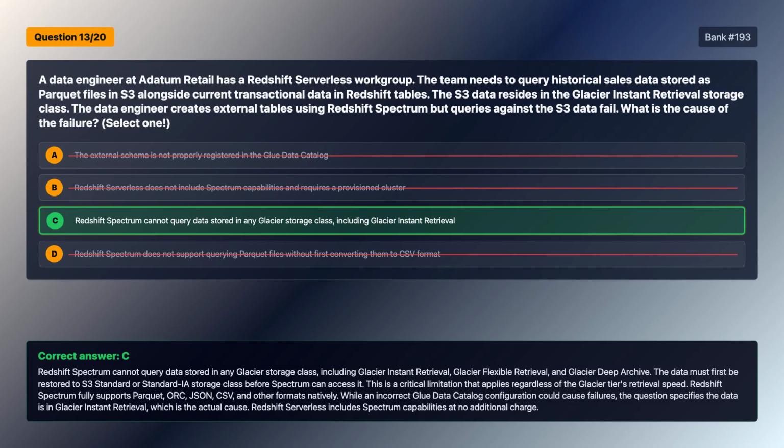Redshift Spectrum fully supports Parquet, ORC, JSON, CSV, and other formats natively. While an incorrect Glue Data Catalog configuration could cause failures, the question specifies the data is in Glacier Instant Retrieval, which is the actual cause. Redshift Serverless includes Spectrum capabilities at no additional charge.